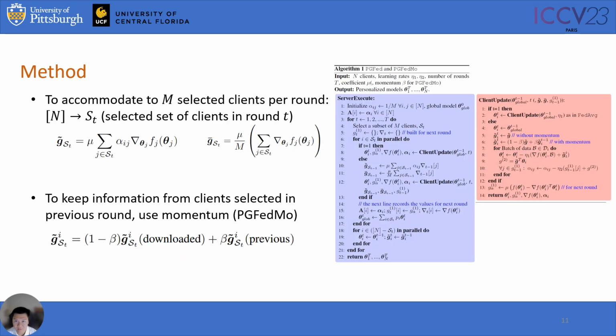To accommodate the client selection, the scope of g tilde and g bar are slightly changed for each training round t. We also proposed a momentum update, PGFed mode, to keep the previous round's info, which would be lost due to client selection. The algorithm is detailed on the right.